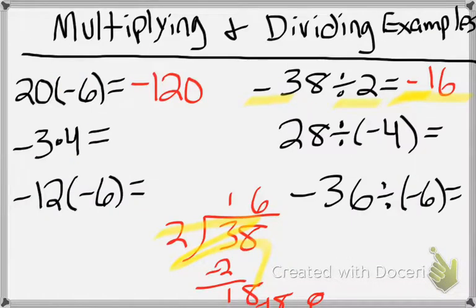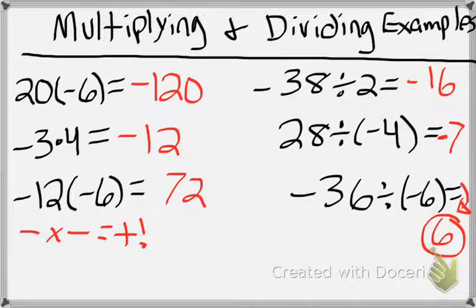So now I want you to try these last four examples on your own. Press pause, and then I'll reveal the answers to them. Alright, so now you see the answers to each of these: negative 12, 72, negative 7, positive 6. You'll notice I wrote a little note down here, a negative times a negative is going to equal a positive. So that's how we knew in that bottom left one it was going to be positive 72.